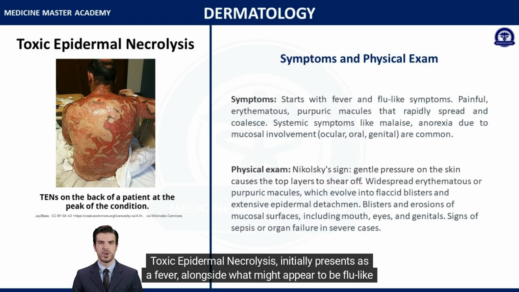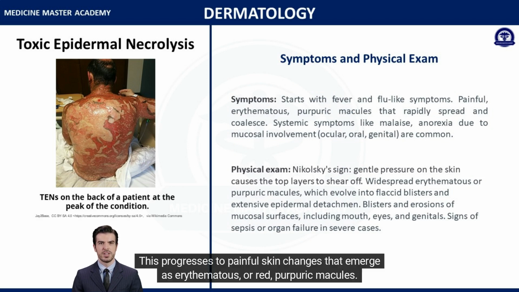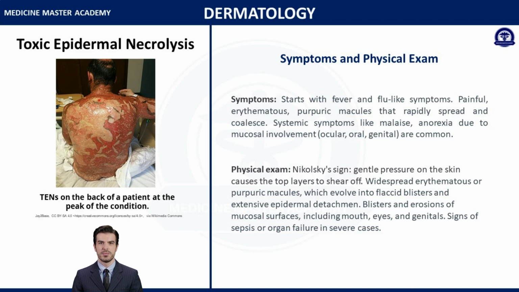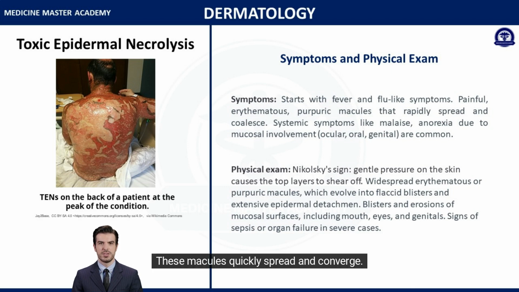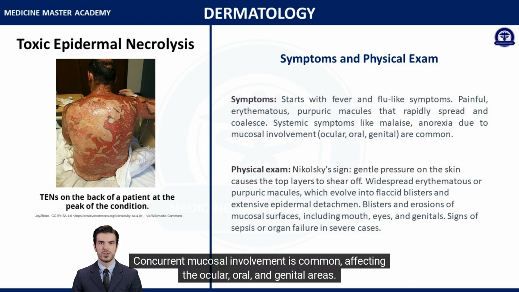Toxic epidermal necrolysis initially presents as a fever alongside what might appear to be flu-like symptoms. This progresses to painful skin changes that emerge as erythematous or red, purpuric macules. These macules quickly spread and converge. Concurrent mucosal involvement is common, affecting the ocular, oral, and genital areas.